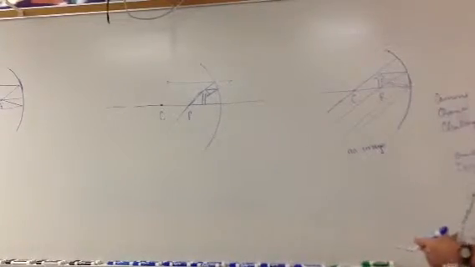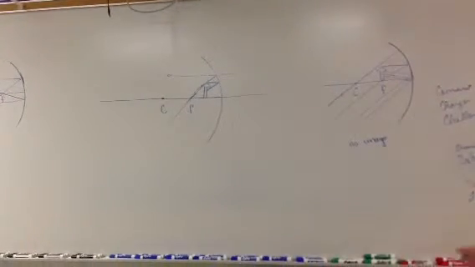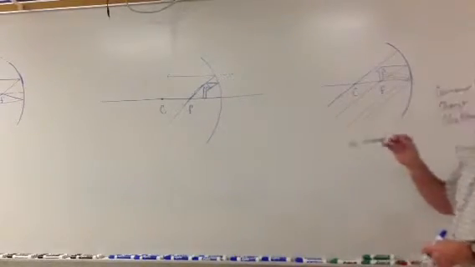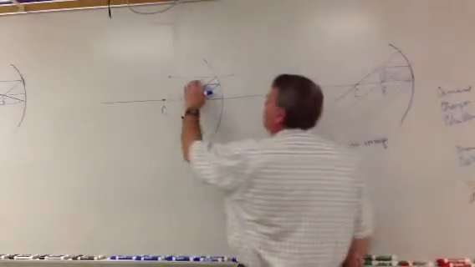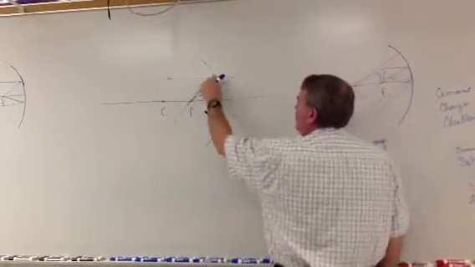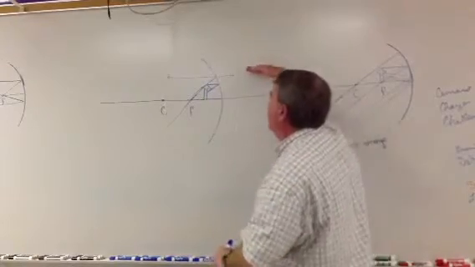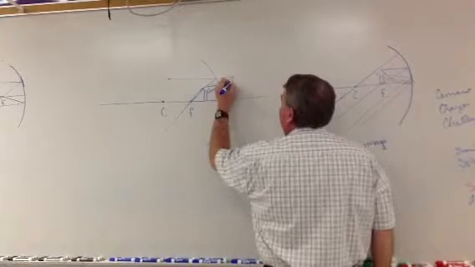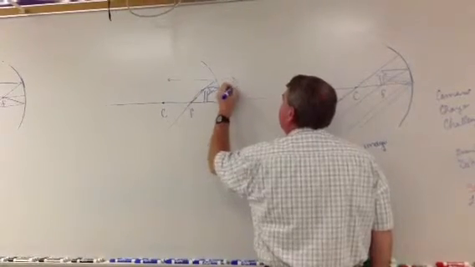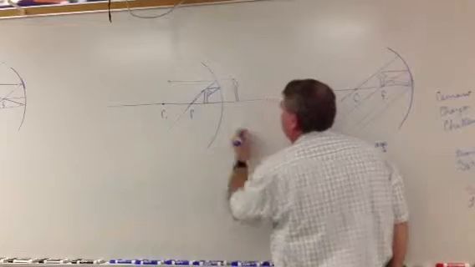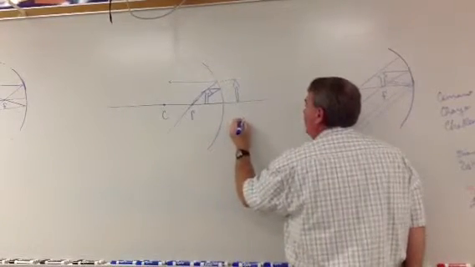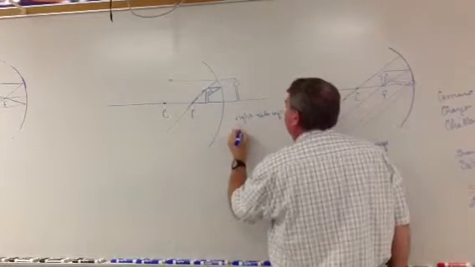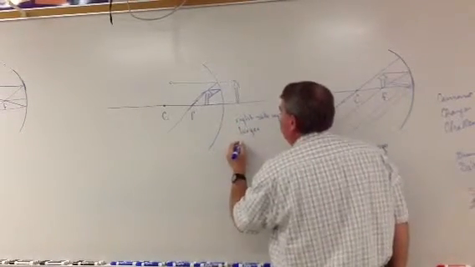The virtual image will appear larger than the real image, and it's going to appear inside the mirror, and you draw the dotted lines from the reflected rays as if they're coming from inside of the mirror out. The image is going to appear right here. It's going to be right side up. It's going to be larger, and it's going to be virtual.